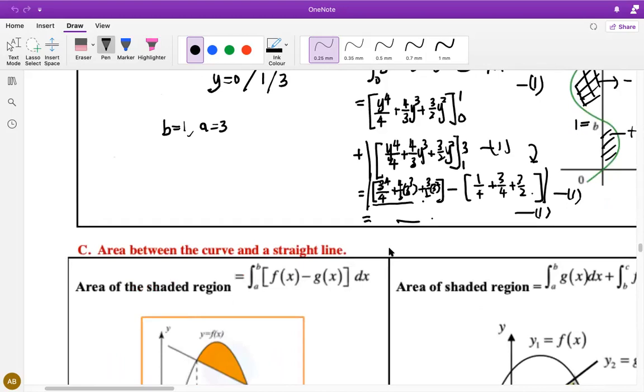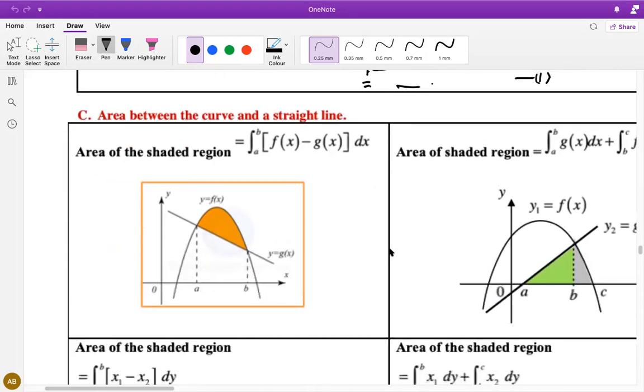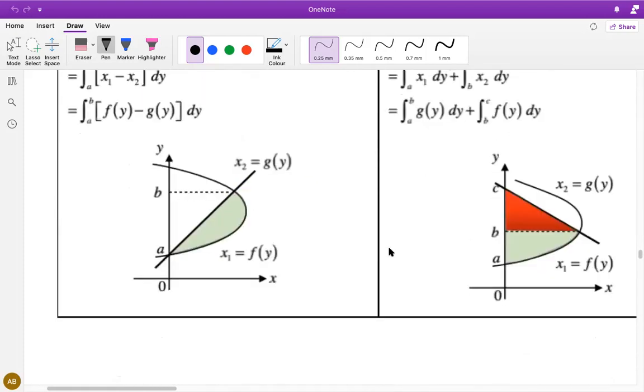Okay, to find the area under the curve, there are 3 parts. That means the area bounded by the curve and the x-axis, or the area bounded by the curve and the y-axis. And also how to find the area between a curve and a straight line, and between 2 curves. Okay, so there are 4 situations here.